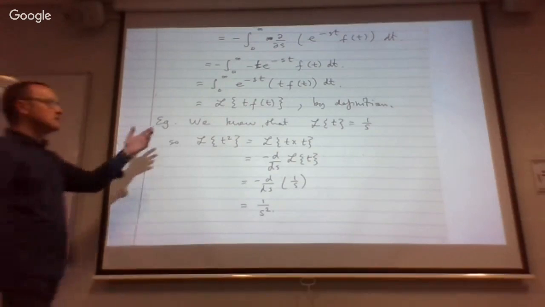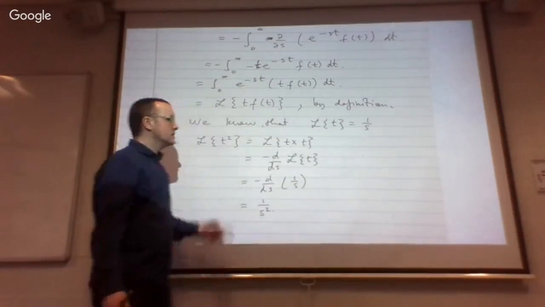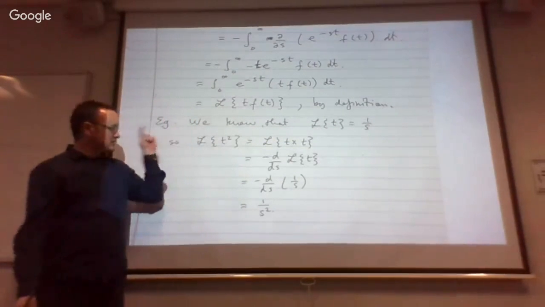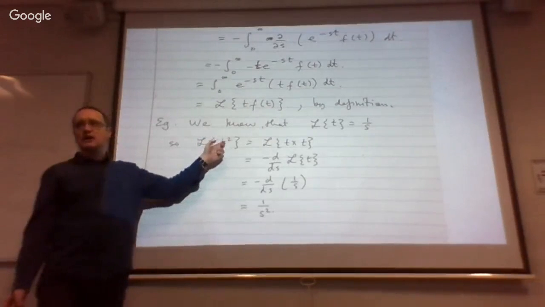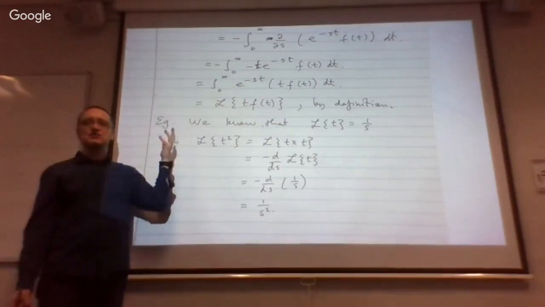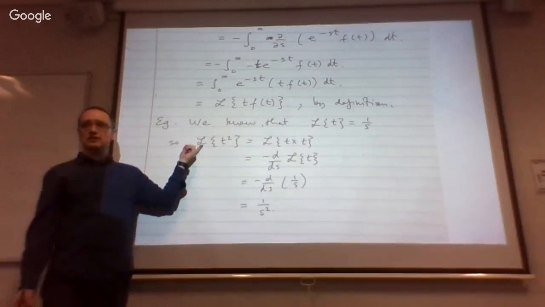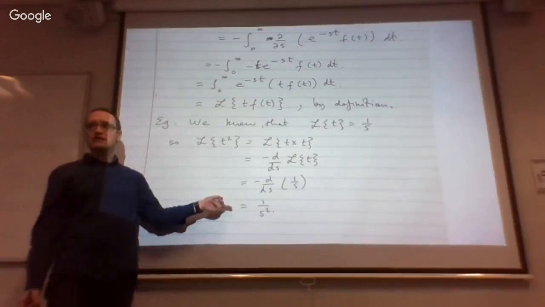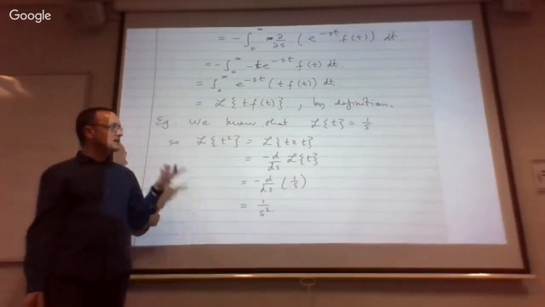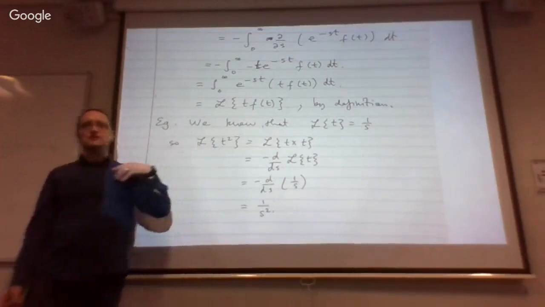So knowing the Laplace transform of t, we can straight away, with a little bit of differentiation, know the Laplace transform of t squared. We don't have to go back to the original integral definition of the Laplace transform. We can use this property of it. So we can keep going. Now we can work out the Laplace transform of t cubed.